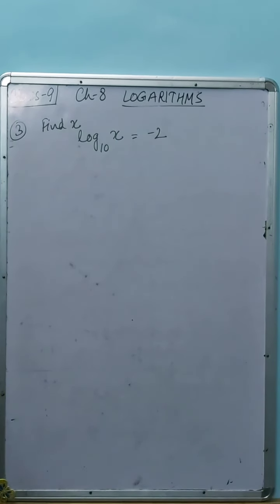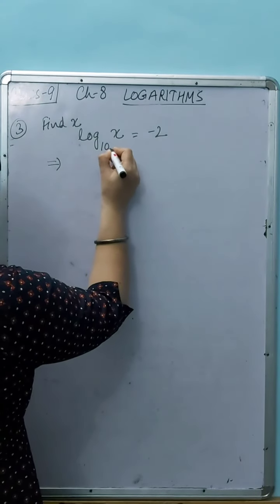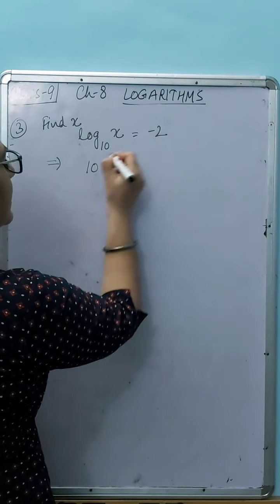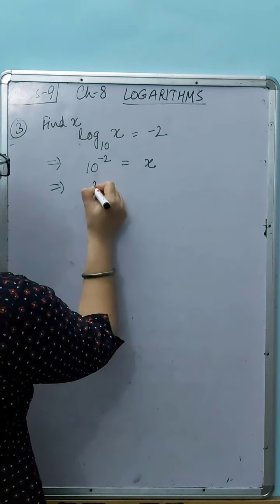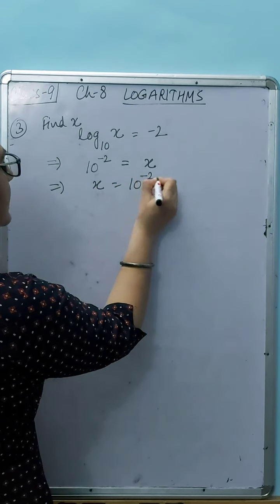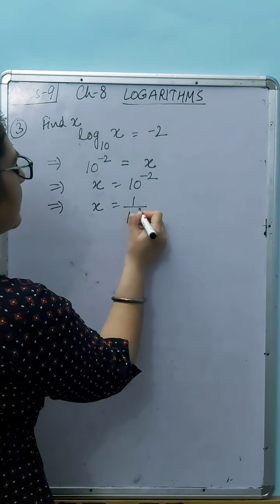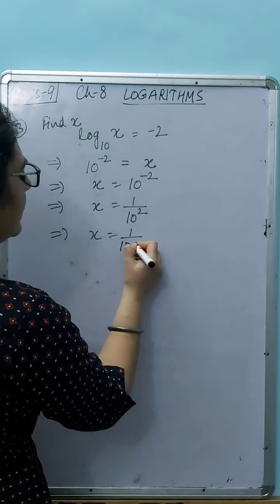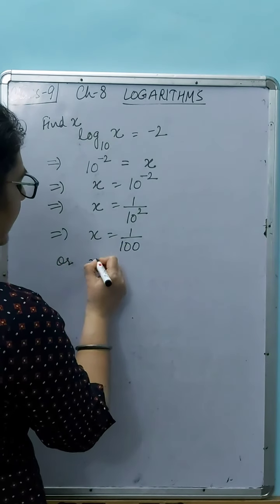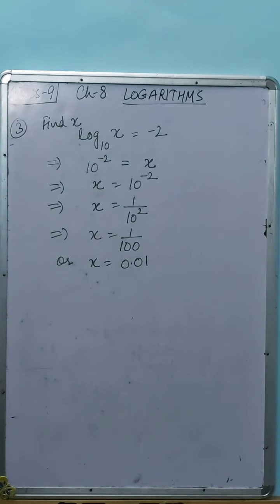Third question, find x if log x to the base 10 is -2. So it implies 10 raised to power -2 is equal to x. It implies x is equal to 10 raised to power -2. It implies x is equal to 1 over 10 raised to power 2. It implies x is equal to 1 over 100, or you can write x is equal to 0.01. So this is x. This is the answer.